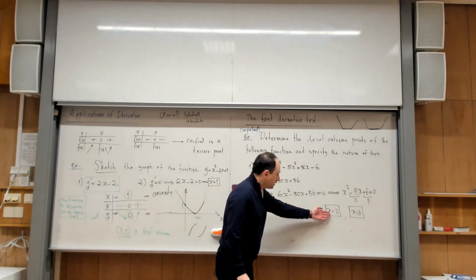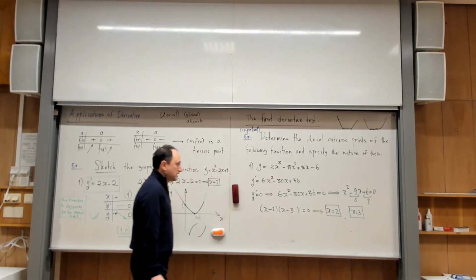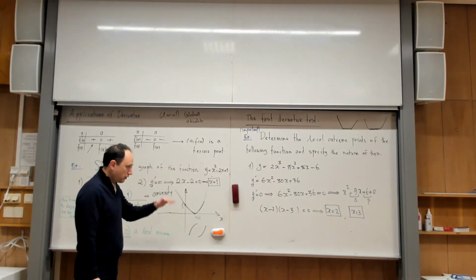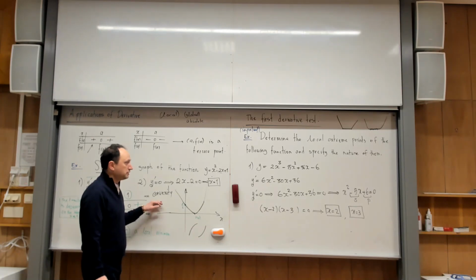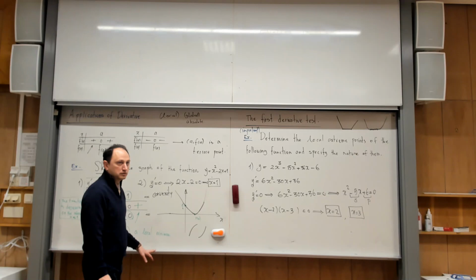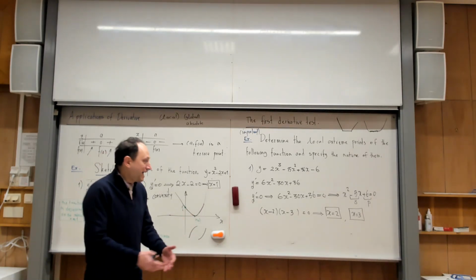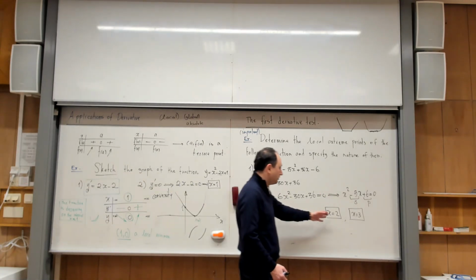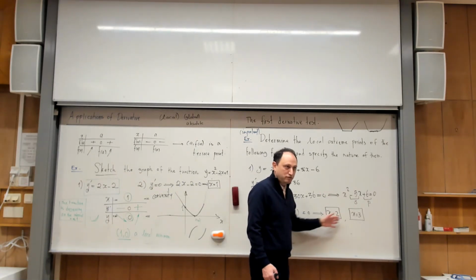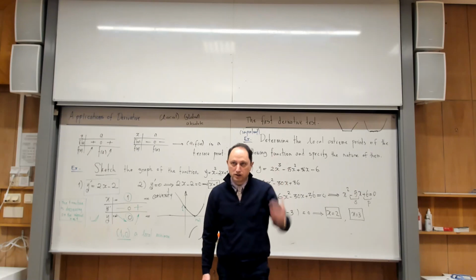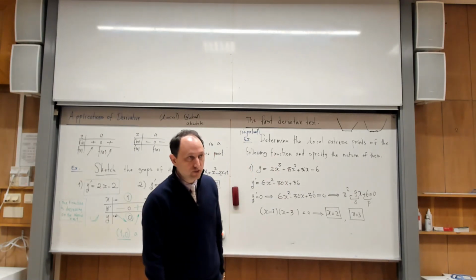So far, I have two candidates. Is it possible that I have 3 local max and min for this function? No, because I have at most 2 candidates. It might be the case that I have fewer candidates because some of them might be fake, but I cannot have more than 2. At most, I will have 2 local extreme points.